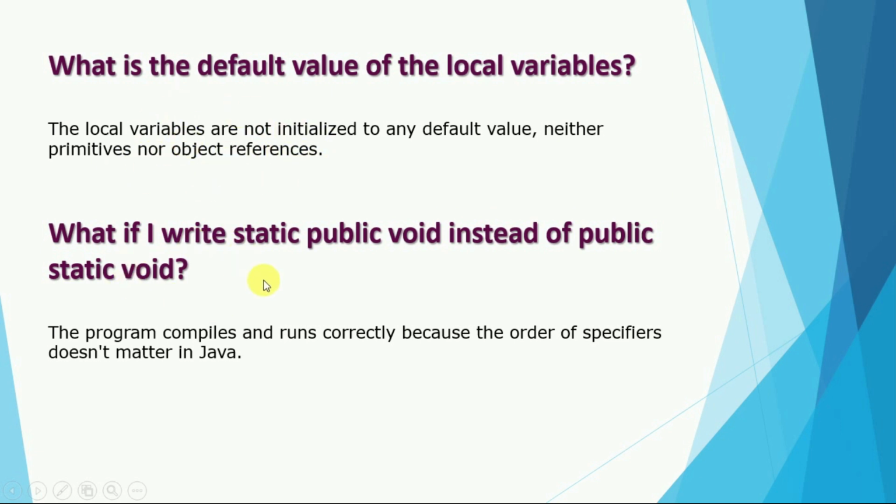So what if I write static public void instead of public static void? We can say, what if we change the order of public static void? It means the program compiles and runs correctly, because the order of specifiers does not matter in Java. So if we change the order of specifiers in Java, it doesn't matter.